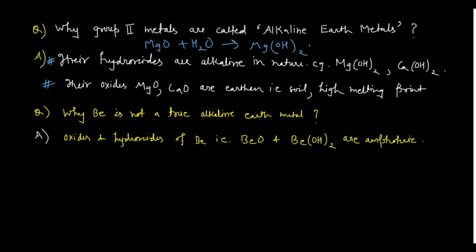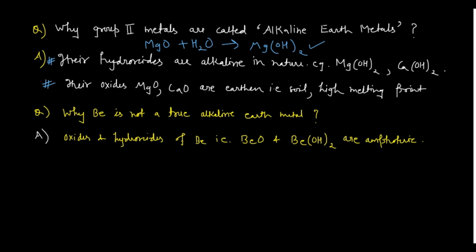So basically their hydroxides are alkaline in nature. That's why the word alkaline is there. Examples are magnesium hydroxide, calcium hydroxide, strontium hydroxide and barium hydroxide, etc. And their oxides, where I have written magnesium oxide as the example, like MgO, CaO, are earthen in nature. That means they are found in the earth's crust.